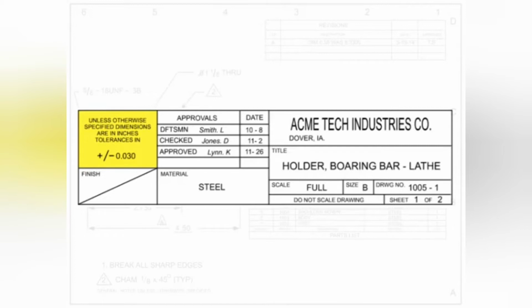The tolerances block contains the default tolerances for dimensional callouts where no tolerance is otherwise noted on the drawing. The tolerances in this block should be followed unless specifically marked otherwise. Examples of tolerances are plus or minus 0.030 or plus 1/64 of an inch.